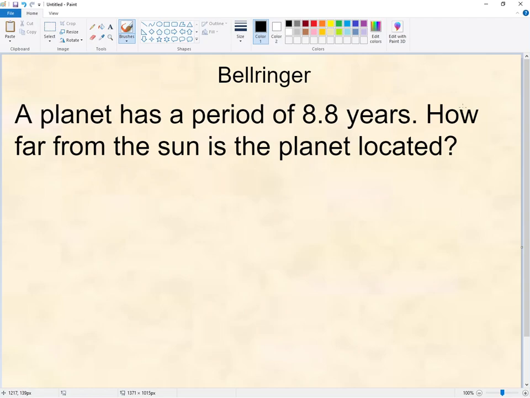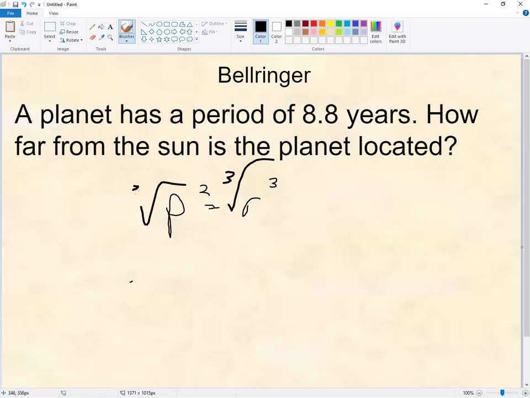So I'm gonna go through some of these, like bell ringer, pretty quickly here. This is again just Kepler's third law: p squared equals r cubed. So in this scenario, we know the period is 8.8 years. So I'm trying to find r. Again, what I prefer to do is just go ahead and symbolically get r by itself first.